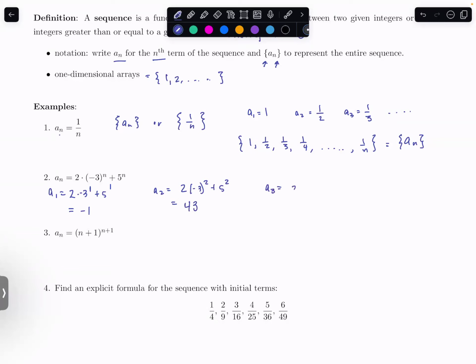A3, you would have 2 times -3 cubed plus 5 cubed. That's 71. We're just going to trust that. So if you were making your array here, you would do it like this: -1, 43, 71, ... And then the nth entry is 2 times -3 to the n plus 5 to the n.